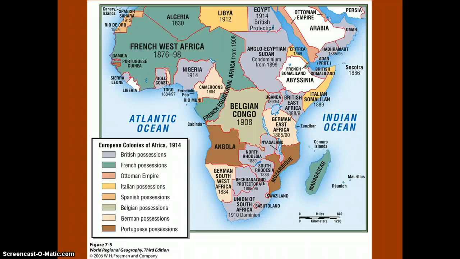And here is a map of the European colonies in Africa in 1914. So you can see there are very few countries that would have been controlled by Africans.